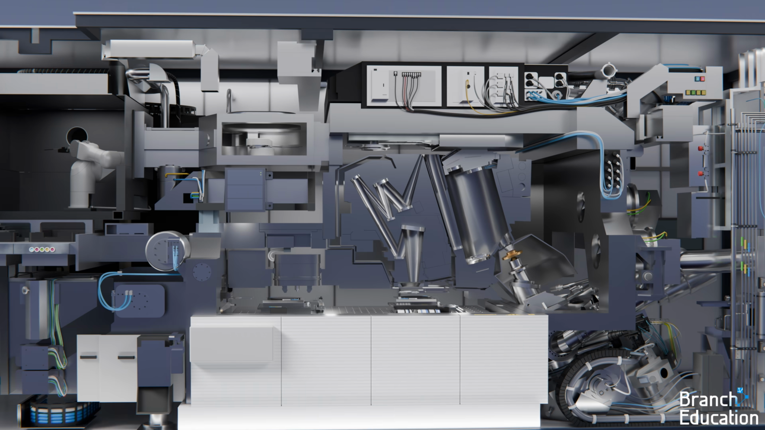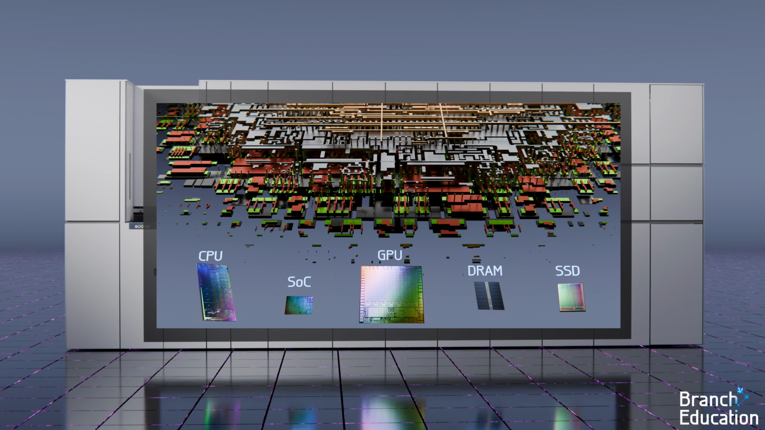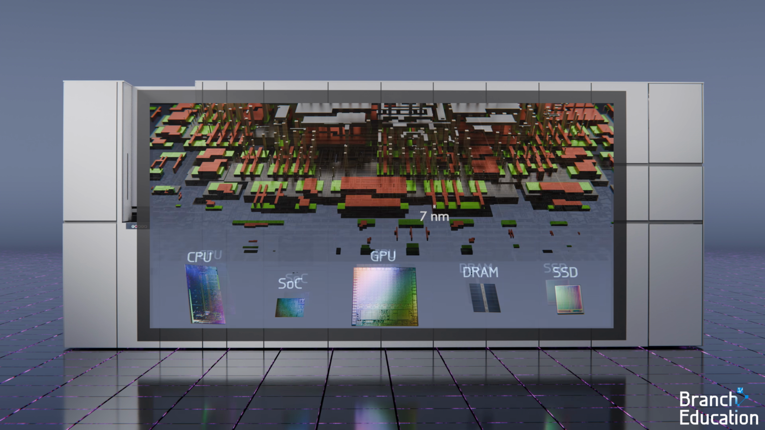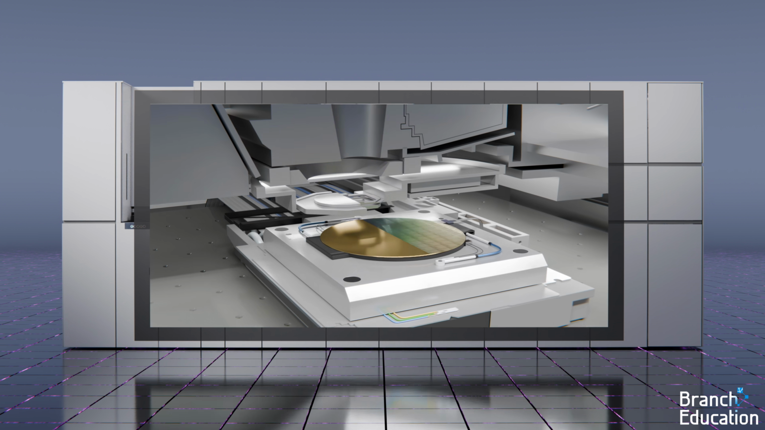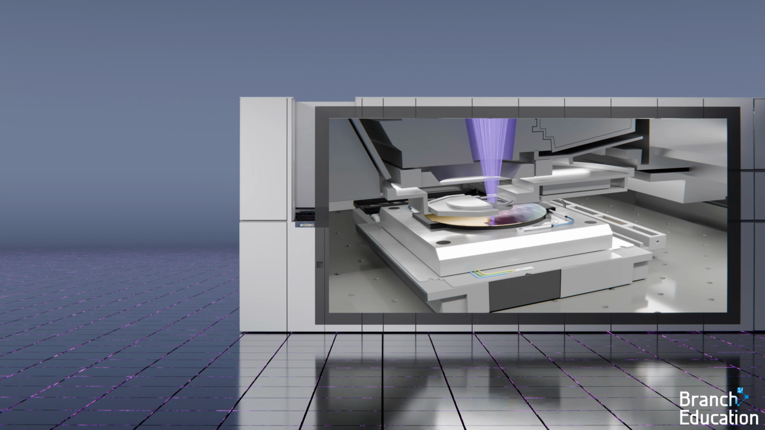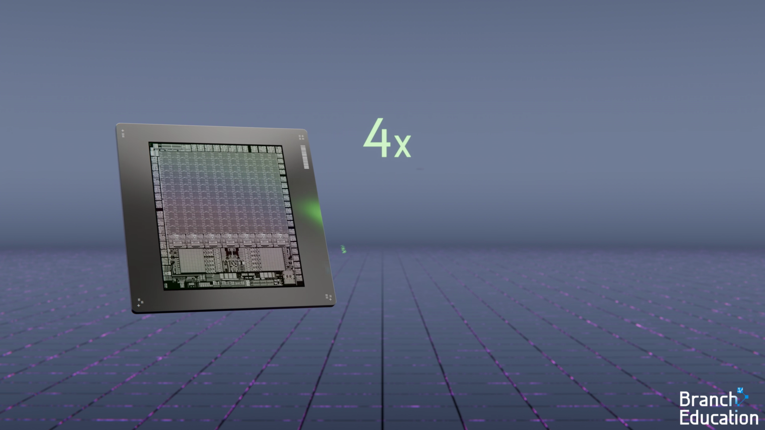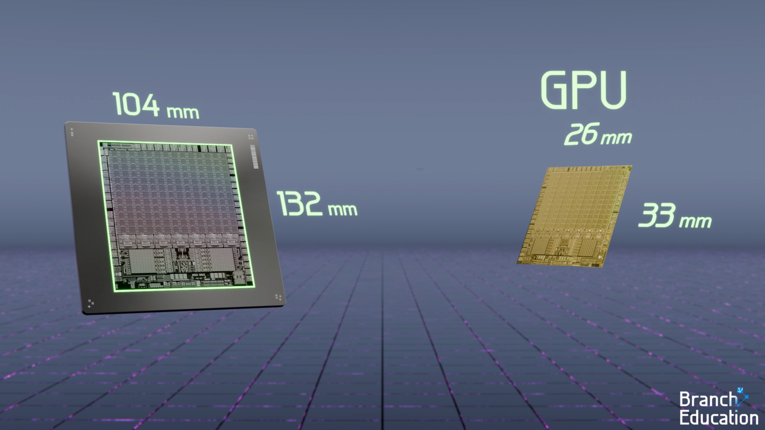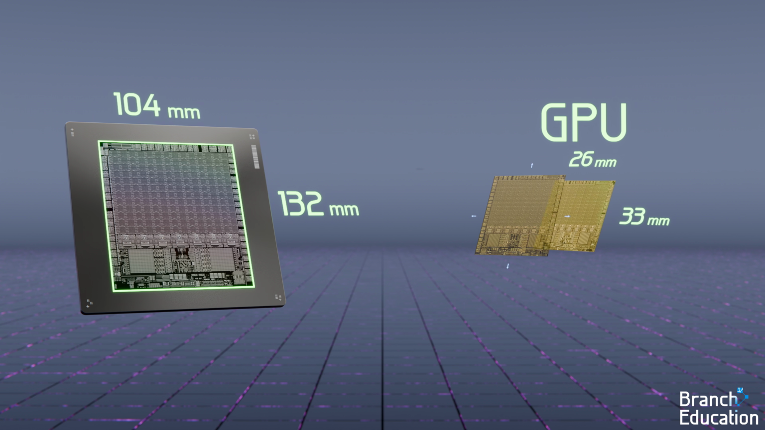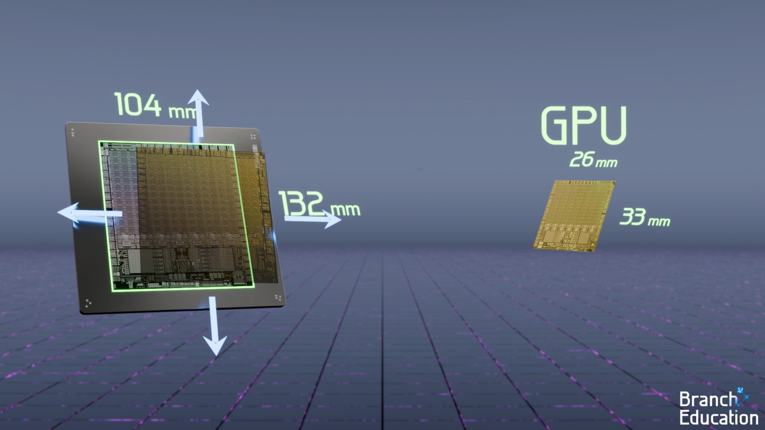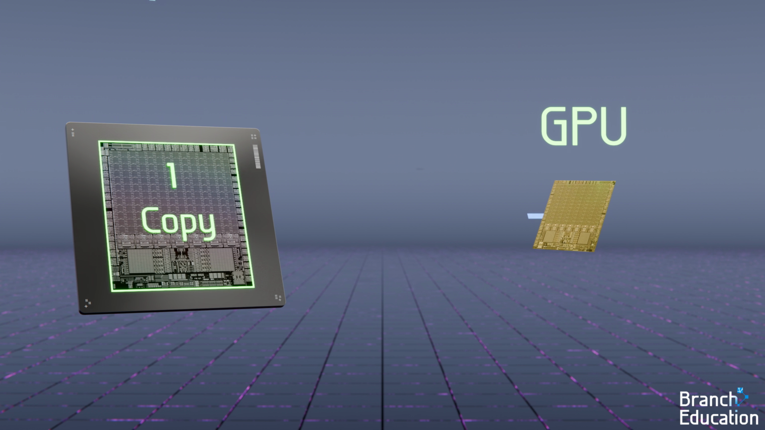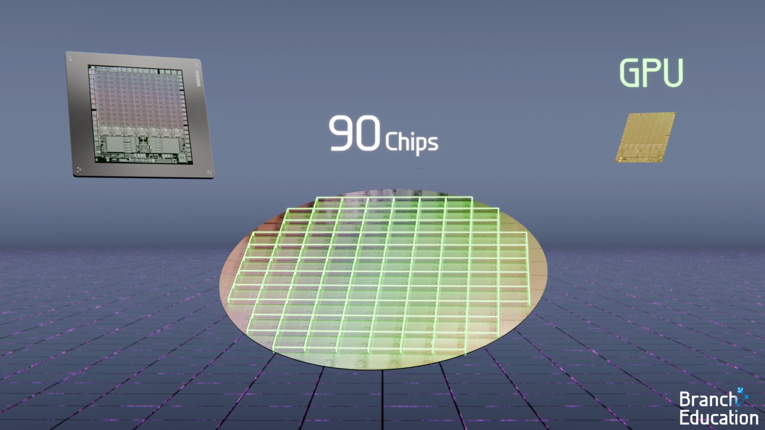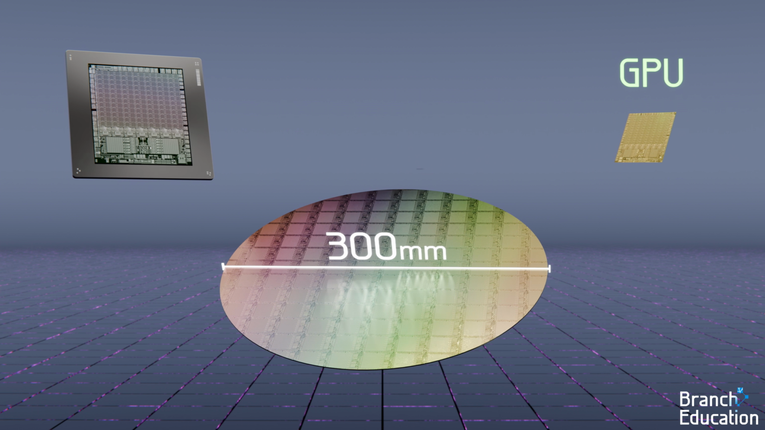In the beginning of this video, we showed a variety of different chips with different sizes, and shortly after, we showed a GPU being patterned across the wafer. The pattern on the mask is 4 times larger than the microchip, and this GPU chip is close to the maximum size chip that can fit on the mask, and therefore only 1 copy fits, resulting in 90 GPU chips fitting onto a 300 millimeter wafer.